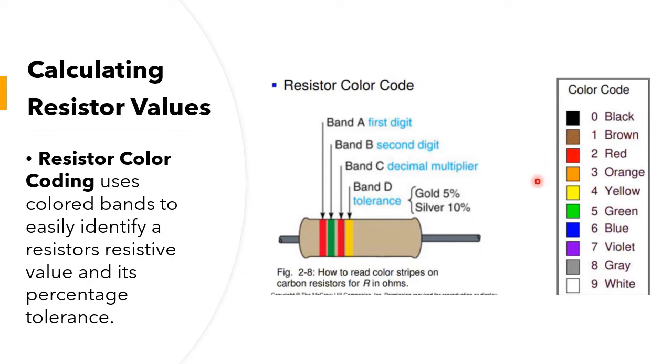All we just need to do is to familiarize or memorize the color coding. Black is 0, brown is 1, red is 2, orange is 3, yellow 4, green 5, blue 6, violet 7, gray 8, and white 9. So we will have an example in our next slide.